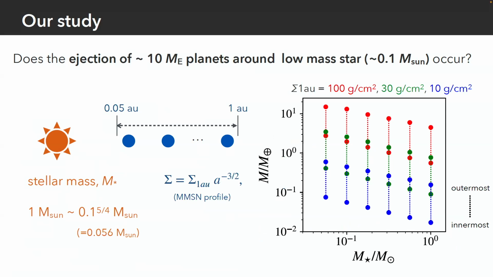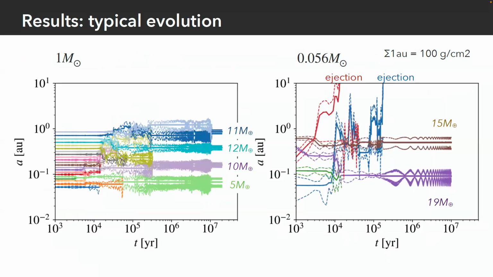We consider three cases: the MMSN value, 3 times, and 10 times, and perform simulations. This is one result of a typical evolution. This is the one solar mass case, and this is the 0.056 solar mass, lowest stellar mass case. The surface density is this value, so the initial total mass of embryos is the same.